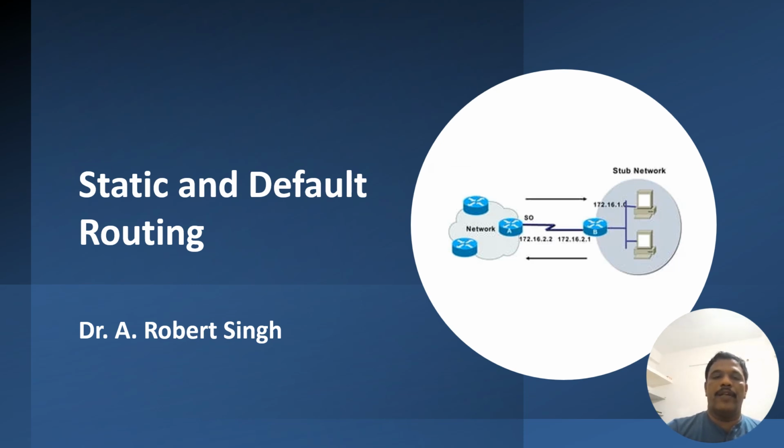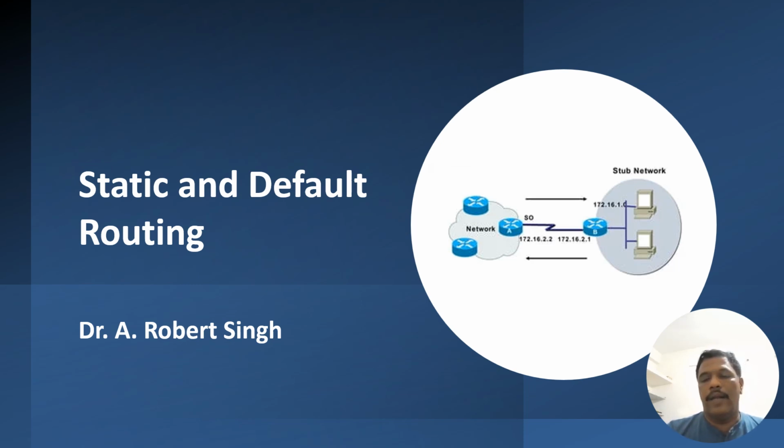Welcome to our introduction to static and default routing. In this video, we will explore how routers direct network traffic using two key methods, static routing and default routing. Static routing is when an administrator manually configures specific paths for your data packets to follow through a network. This approach works well in small, stable environments where the network routes are predictable.